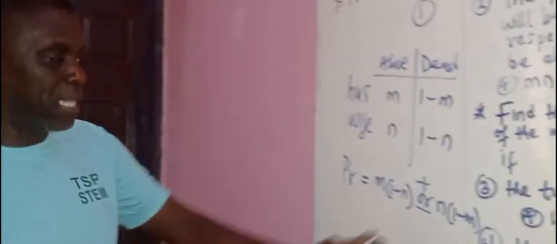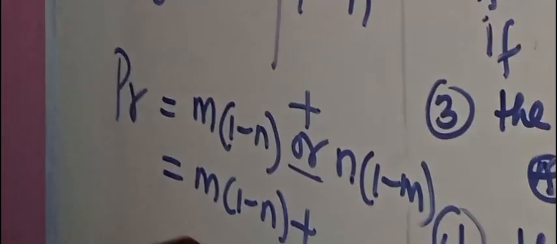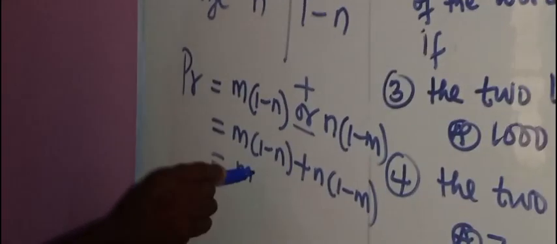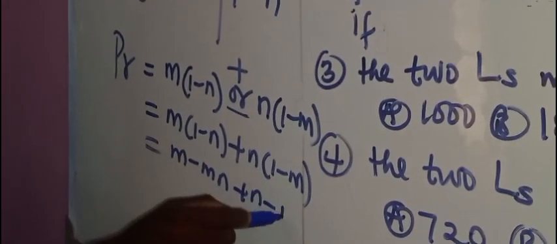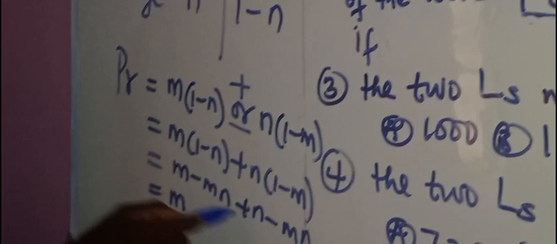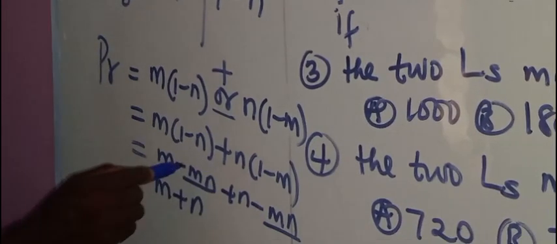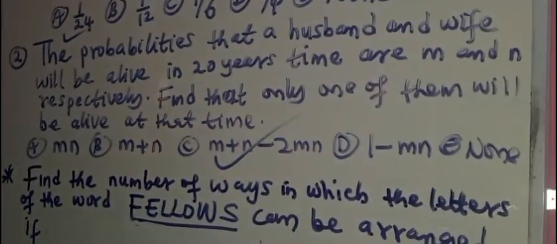All must come in. All in probability means plus. That's interpretation. So you now open the bracket. This is M into 1 minus N plus N into 1 minus M. Open the bracket. This is M minus MN plus N minus MN. Now we have M plus N, these 2 go together, minus MN minus MN. That is minus 1 MN minus 1 MN. That's minus 2MN. That is the answer. Do you have the option? Yes. So C is the correct answer to that.